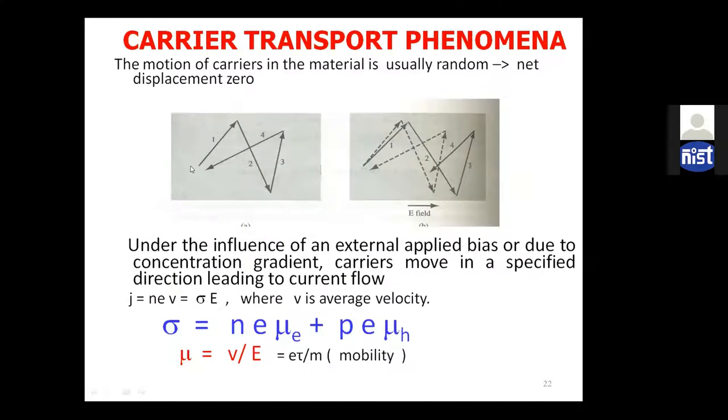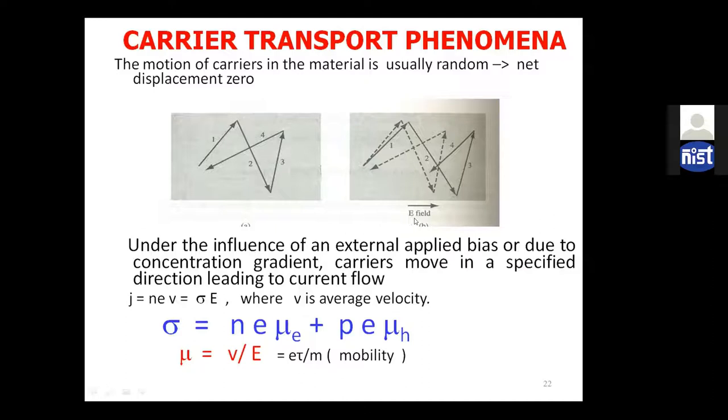Remember, if you take a single electron inside the crystal, that electron velocity is of the order of 10 to the power 7 centimeter per second. This is the velocity of an electron inside a crystal. That means the electron is moving very fast inside the crystal. As the number of electrons in a crystal is very large, for an electron moving in this direction, there must be another electron in the opposite direction. So the net displacement is zero. As the net displacement is zero, if you are not applying any external field, then the current density J is equal to zero.